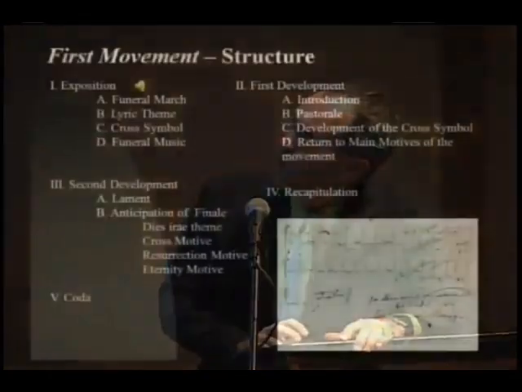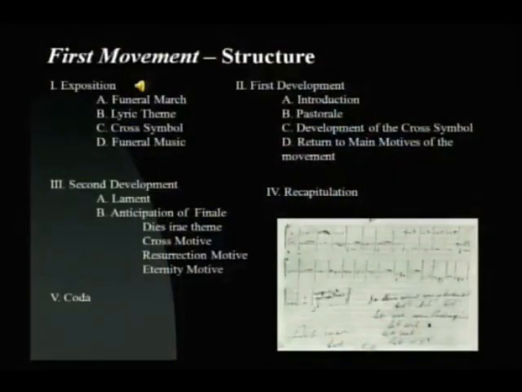So the first movement itself, the symphony is in 5 sections. The first movement itself is in 5 sections. And those 5 sections are the exposition, where we hear the funeral march, a lyric theme, the cross symbol, and more funeral music.